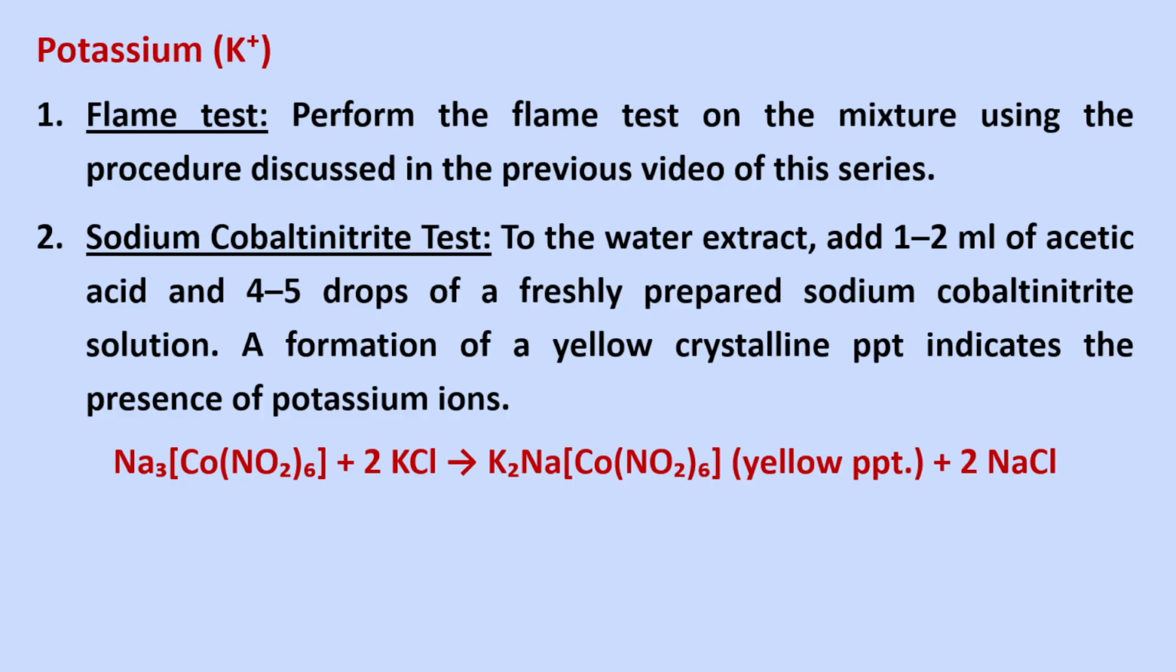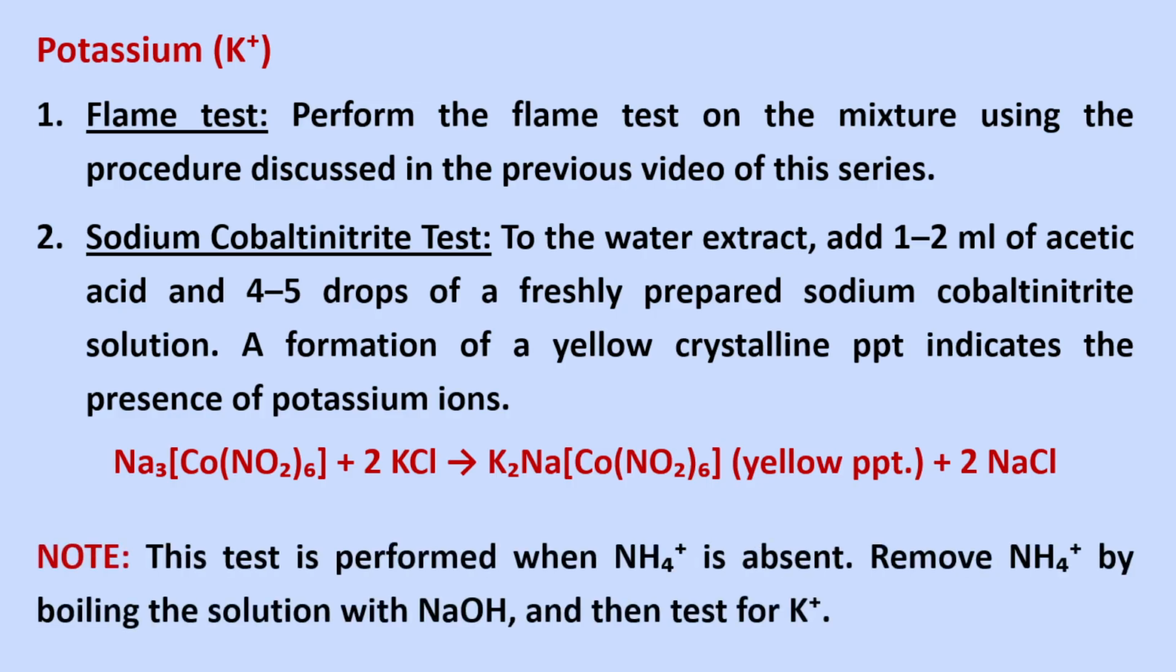Take water extract of the mixture. To this add 1 or 2 ml of acetic acid followed by 4 drops of freshly prepared sodium cobaltinitrite solution. If a yellow precipitate occurs, it confirms the presence of potassium ion.